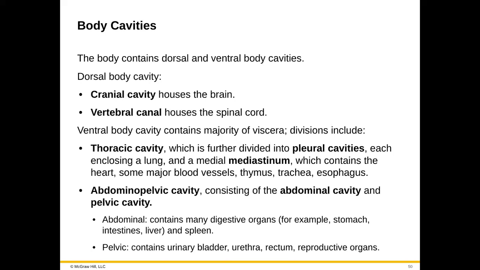The other main component of the ventral body cavity is the abdominopelvic cavity. And this is going to consist of the abdominal cavity and the pelvic cavity. The abdominal cavity is going to contain all of your digestive organs, such as the stomach, liver, spleen, intestines, things like that. And the pelvic cavity is going to contain the urinary bladder, the urethra, the rectum, and the reproductive organs. So now we'll show some images to help visualize this a bit better.